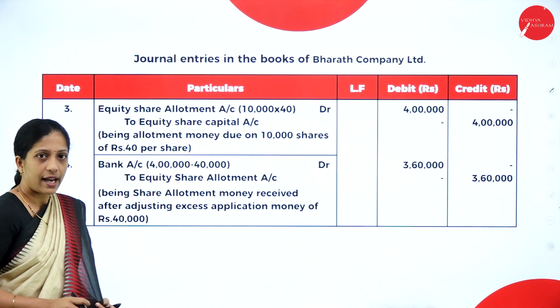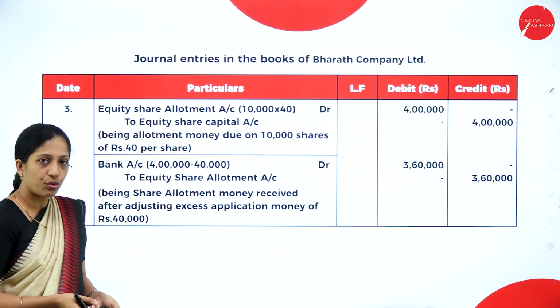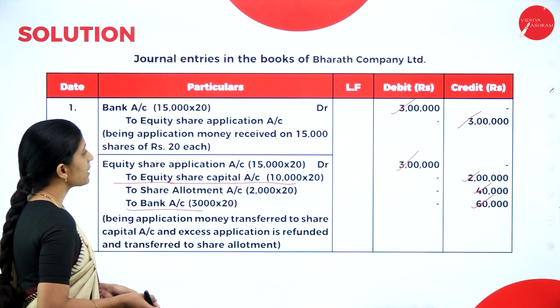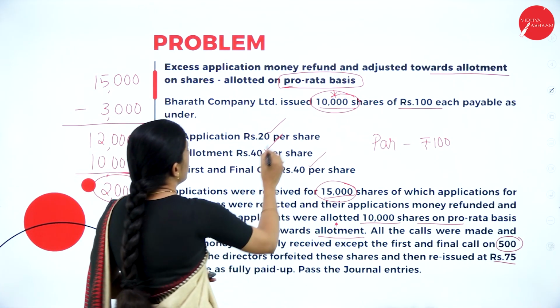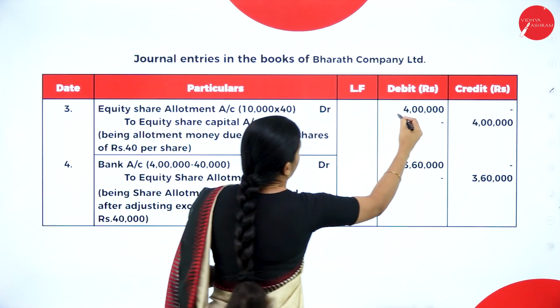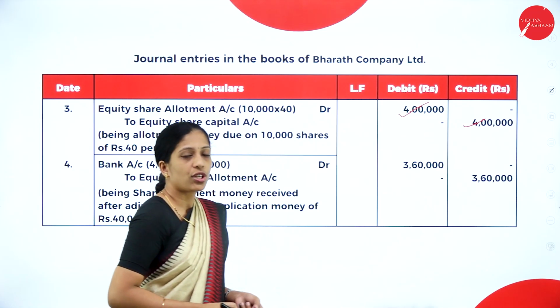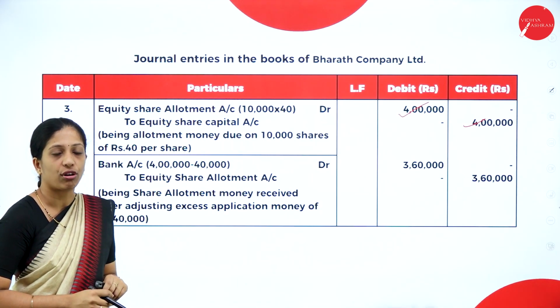Next, third entry, that is for allotment money due, equity share allotment account debit to equity share capital. So what is the number of shares? Now here you are going to take this 10,000 shares, 10,000 into 40 rupees. So 10,000 into 40, so that will be 4 lakh. Narration being allotment money due on 10,000 shares of rupees 40 each.